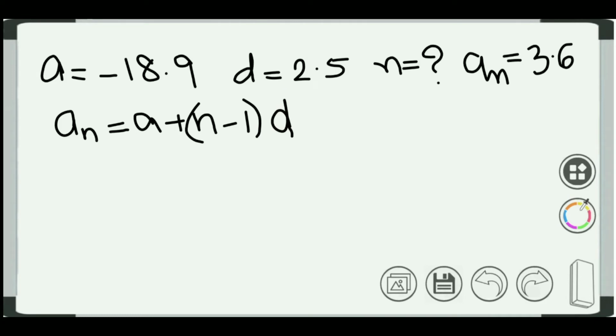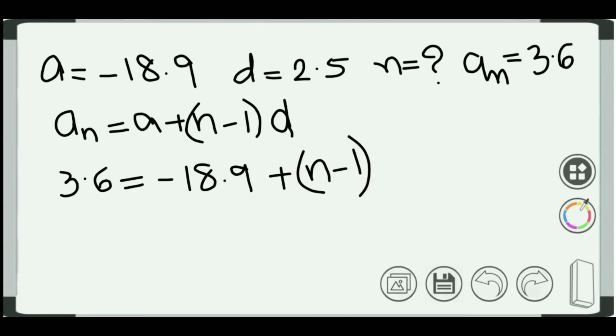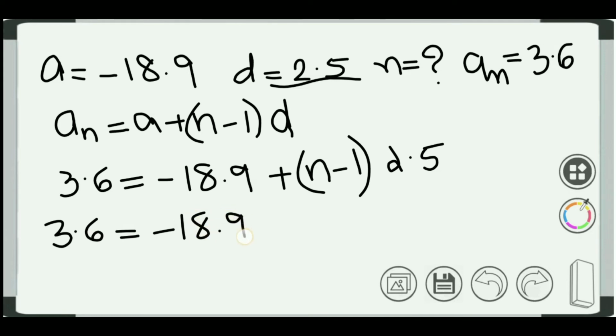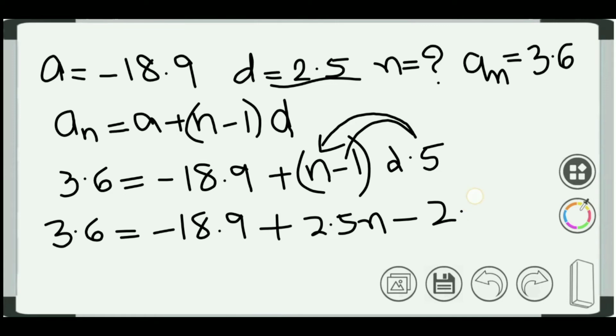I am substituting the values. An is given as 3.6 equal to A is minus 18.9 plus n is not given, n is what we need to find. N minus 1 into D, which is given as 2.5. Okay. Now 3.6 is equal to minus 18.9 plus 2.5 into n, 2.5n. 2.5 into minus 1, minus 2.5. Okay.